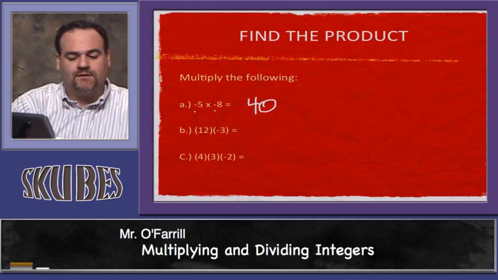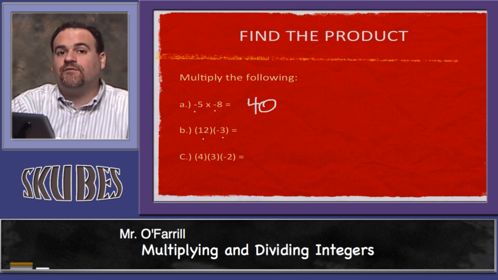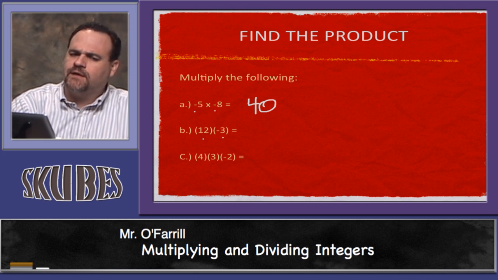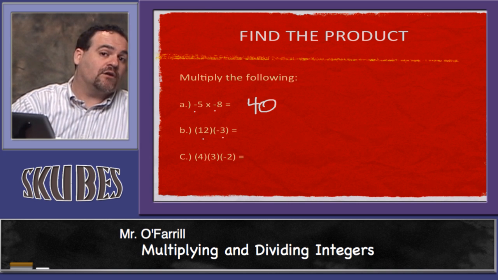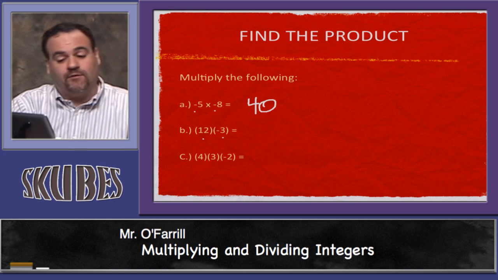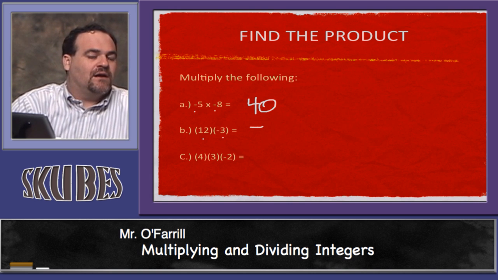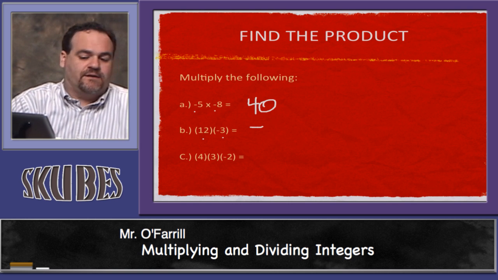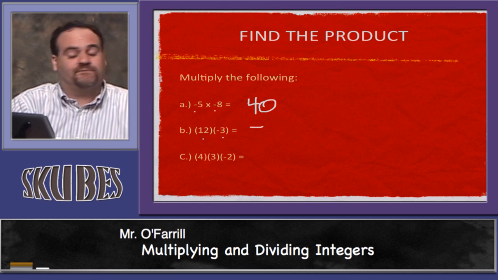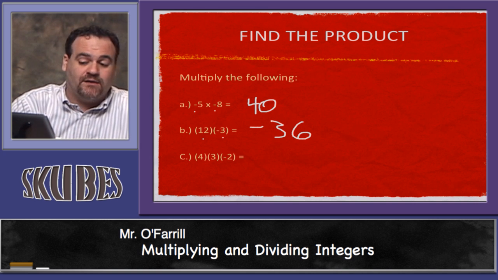Let's look at the next one. This is a positive 12 and a negative 3. Positive and a negative, the signs are different. And like we said earlier, whenever the signs are different, the answer is going to be negative. So I'm going to go ahead and put that negative sign down there. At least I know the answer is going to be negative. But let's find out what that number is. 12 times 3, 36. Positive 12 times negative 3 is a negative 36.